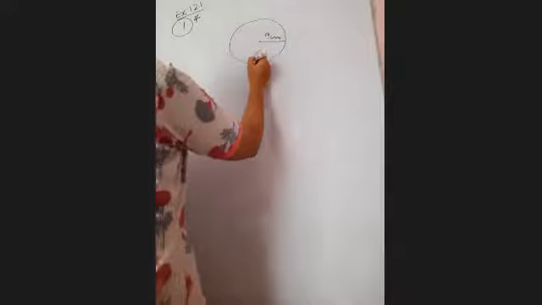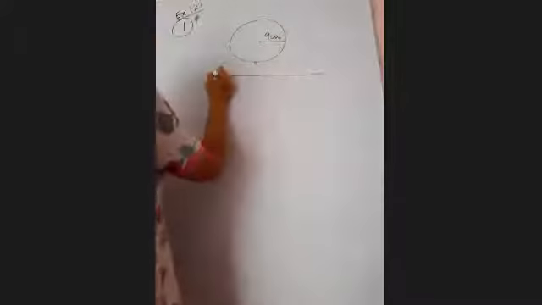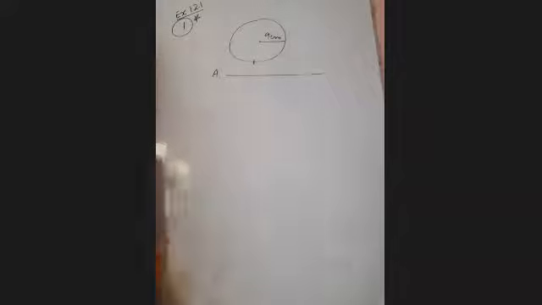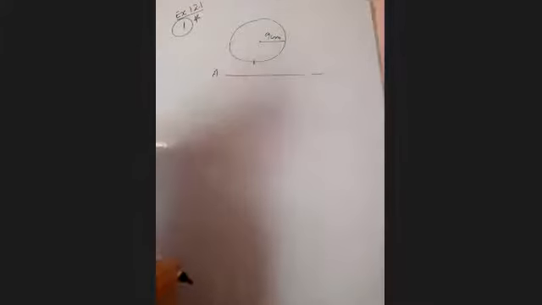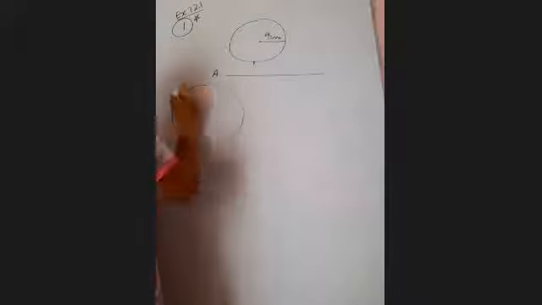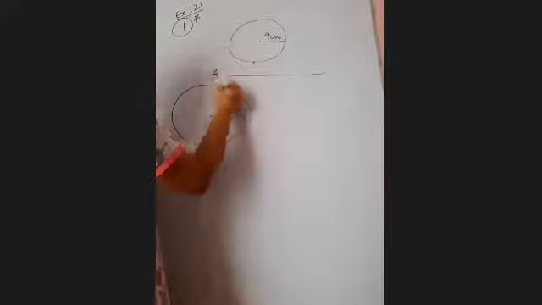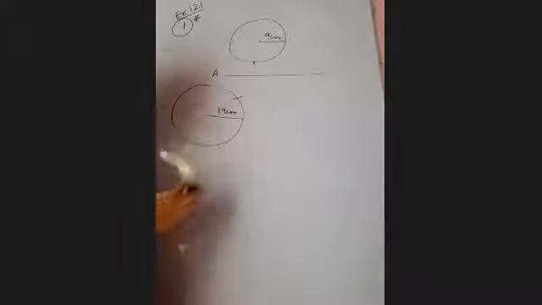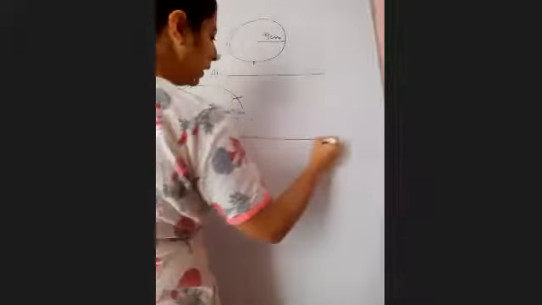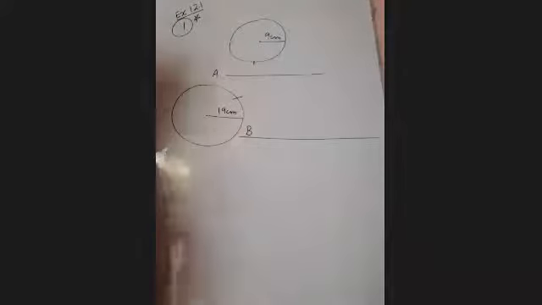So suppose I give it a cut from here and I open it. This is the length I am getting. Is it going to be the circumference? Yes. Then there is another circle given whose radius is 19 centimeter. Suppose again I give it a cut and open the length. This is the new length I am getting. Let the name of the length be B.